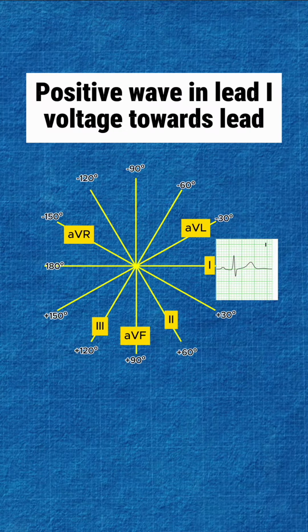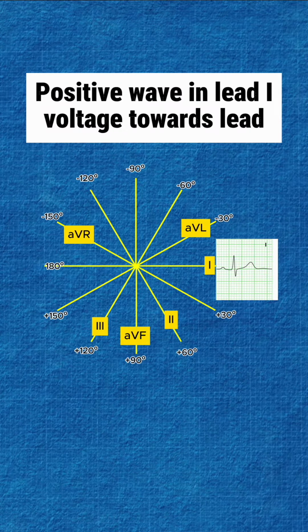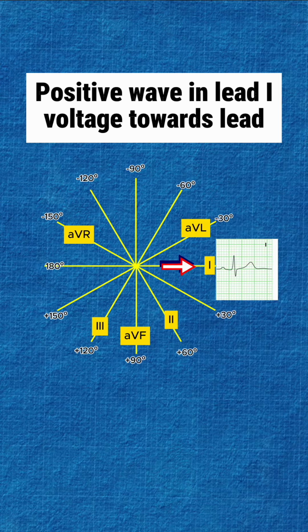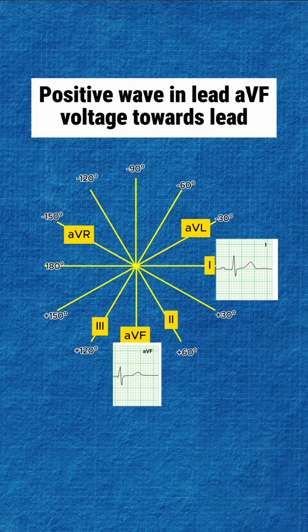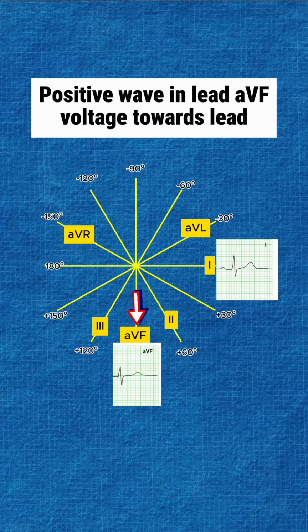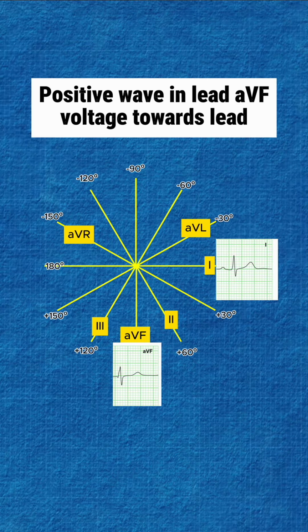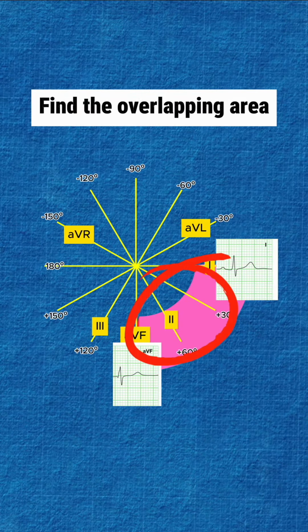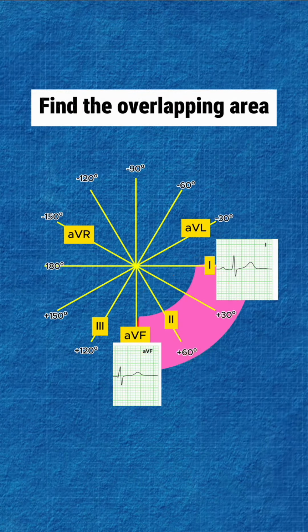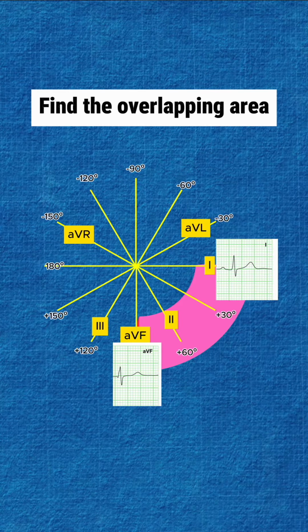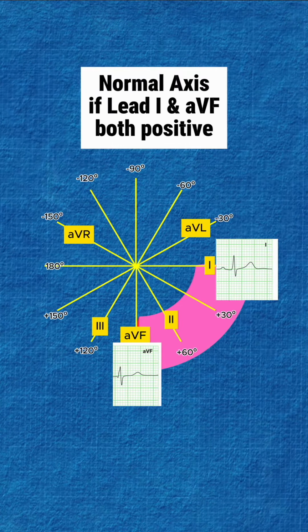Here in lead 1, there is a predominantly positive deflection. So the direction should be around this lead. And in lead aVF also, there is a predominantly positive deflection. So the overlapping area between these two leads is this, which is between 0 to 90 degrees. So the axis should lie somewhere in this area, and hence it is a normal QRS axis.